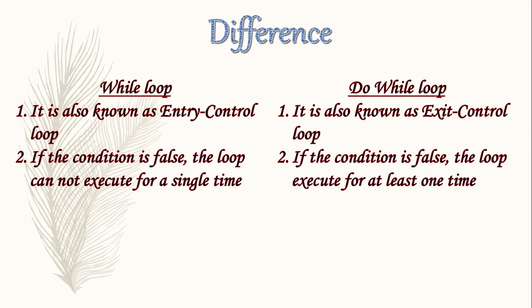Next is, if the condition in case of my while loop is false, then the loop won't execute even one time. But in case of my do while loop, if the condition is false, the loop will execute at least one time. So let us see the explanation of this second point.